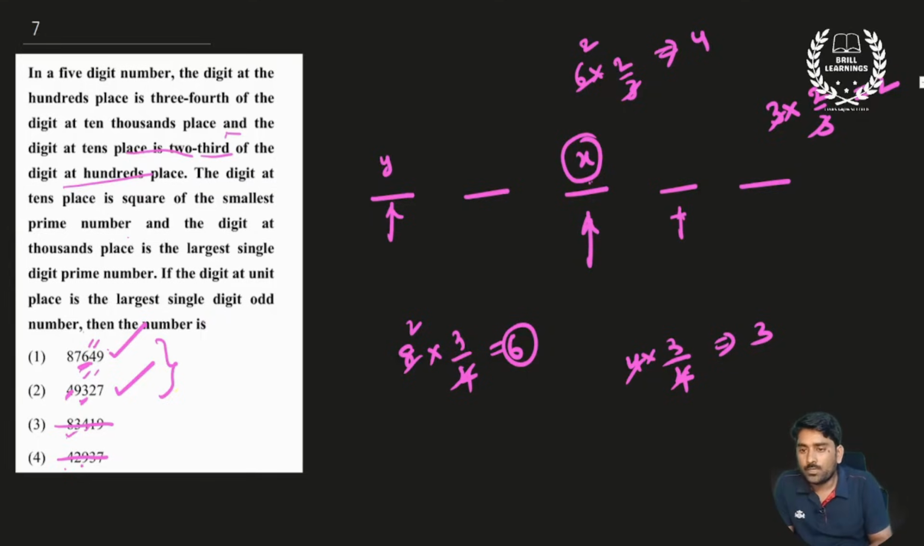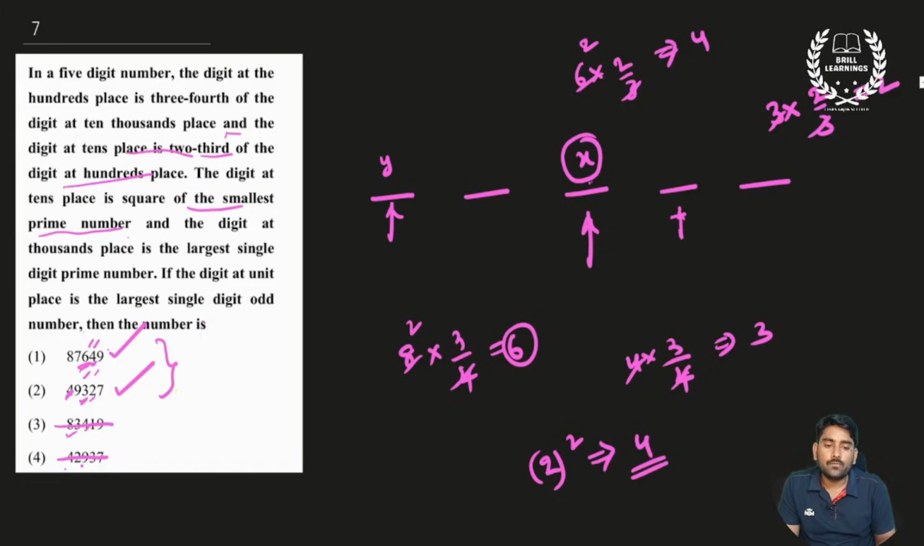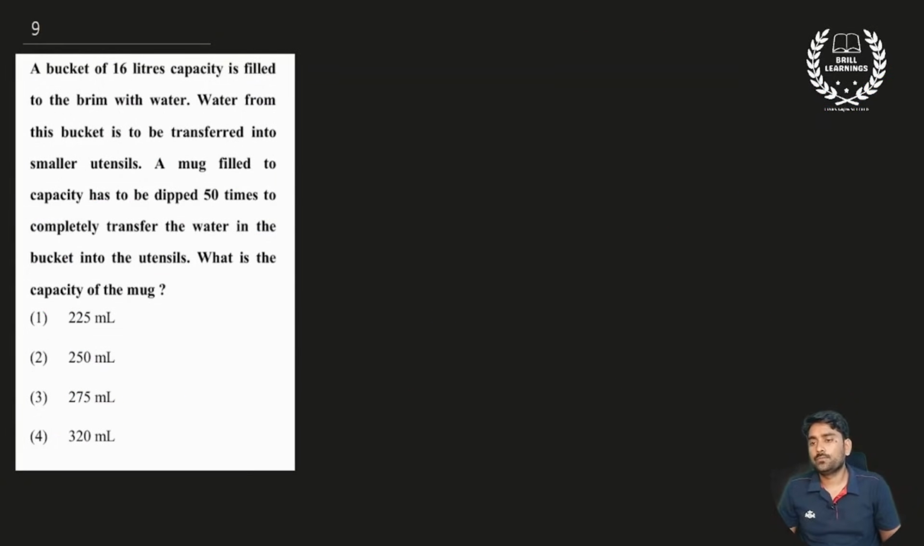So let's move on to the next condition. The digit at the 10th place is the square of the smallest prime number. The digit at the 10th place, out of these two numbers, one has 4 and another has 2. So what is the smallest prime number? 2. Square of it, we will get 4. Which option? The first option is the right option. Likewise only we have to eliminate the options. Okay, let's move to the next question.